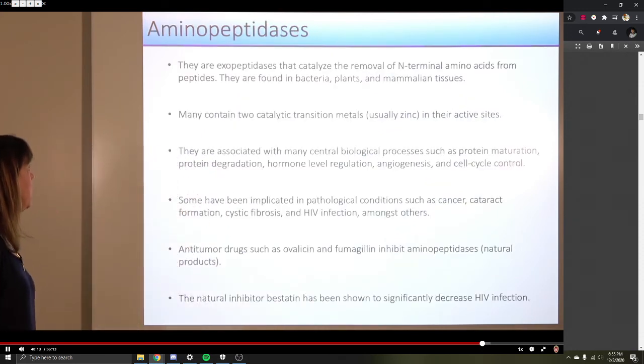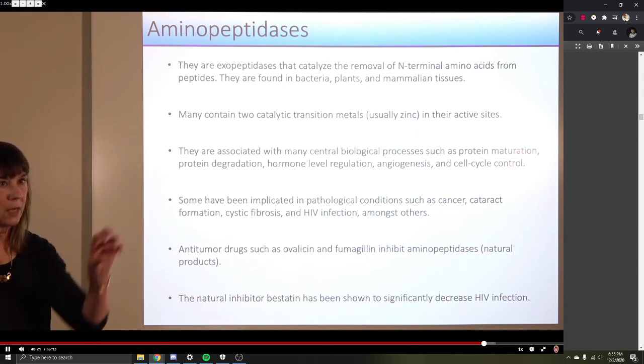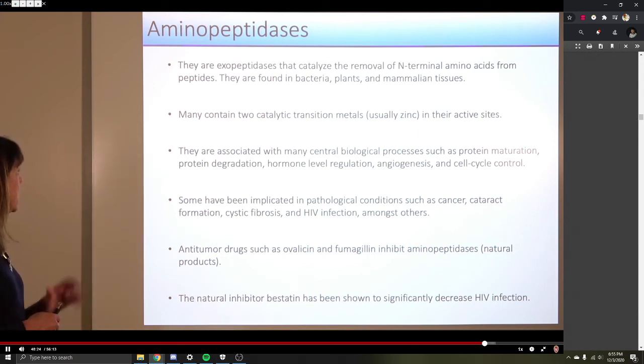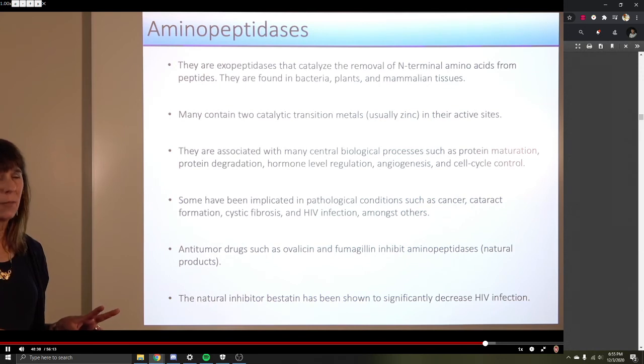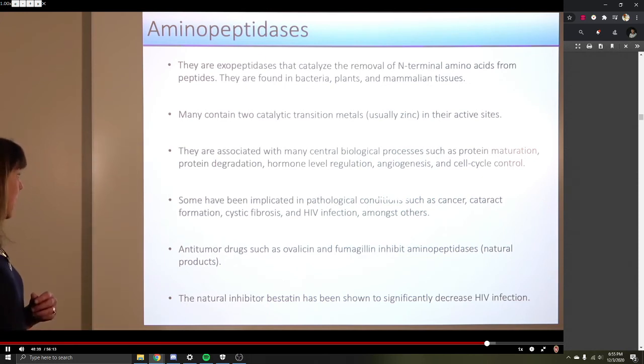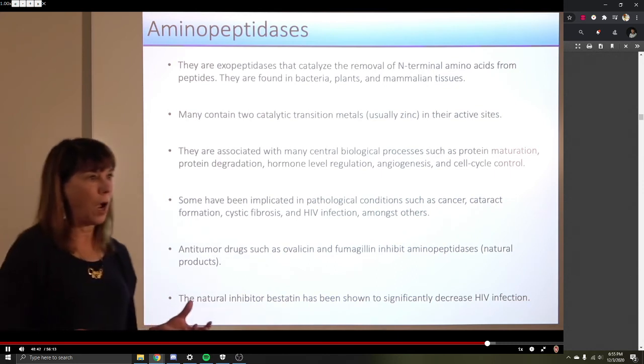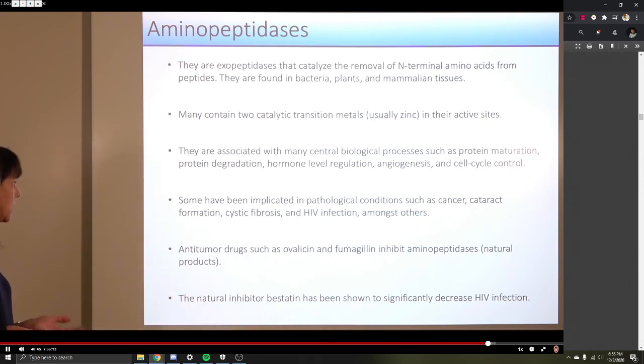So let's talk about the aminopeptidases. In the beginning I told you what an aminopeptidase is. They are exopeptidases, and they are removing the N-terminal amino acids from a protein. Some have 2 metals, sometimes they have 1, and usually it's zinc, because zinc, as I said, is not redox reactive, and it can adopt all these different types of coordination spheres. And as you might expect, when they go awry, they've been implicated in conditions such as cancer and HIV infection. And there are anti-tumor drugs, for example, ovalicin and fumagillin, that specifically inhibit these aminopeptidases.